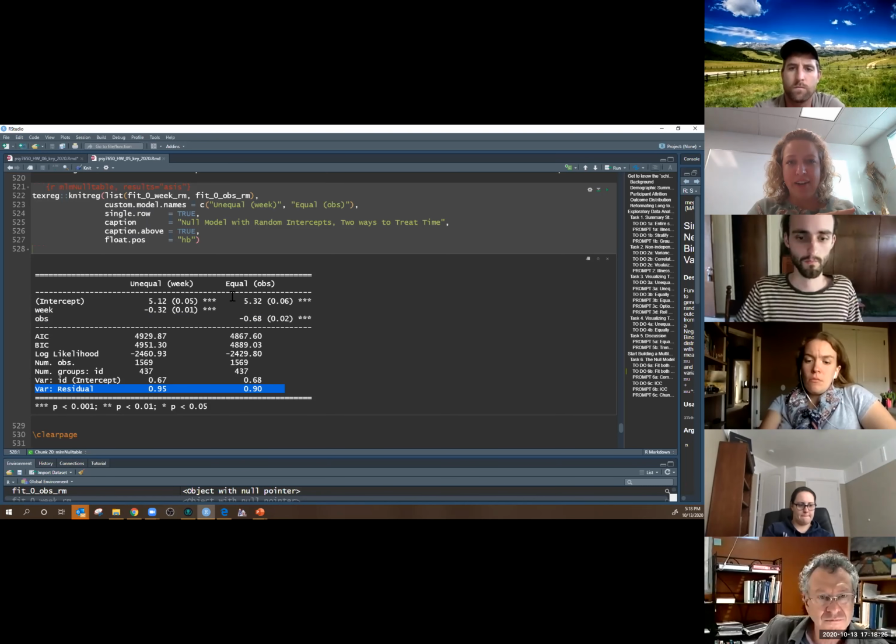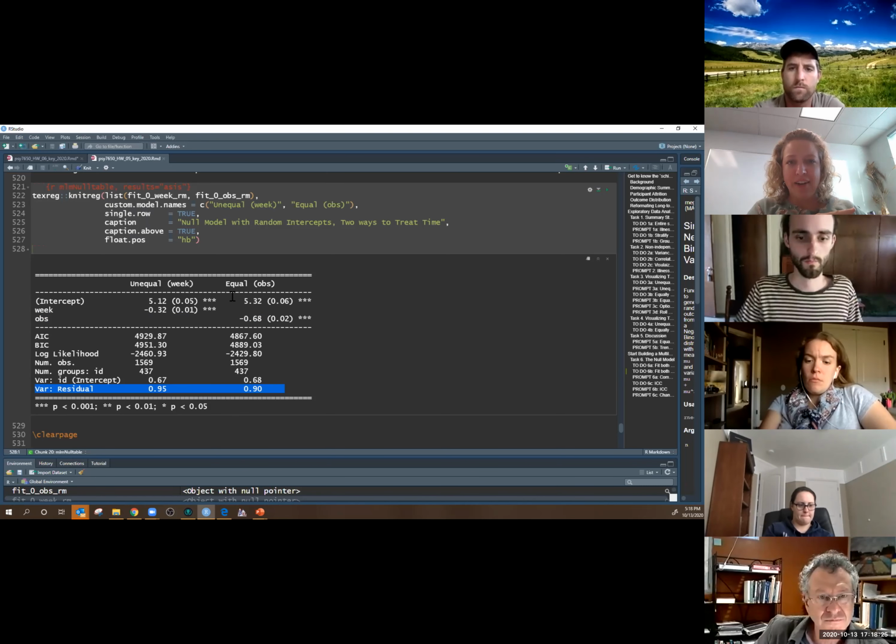Okay, so here's your response. How do they compare? Which one do you prefer? Now, there is a note here. Are these models nested? No, because one's not totally contained in the other. One of these models adds week, one adds OBS. One doesn't have everything that's in the other. So we cannot use the ANOVA command.